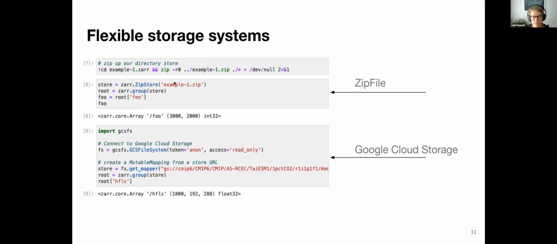I don't have example one on Google Cloud Storage, but we do have the CMIP6 dataset there. Here is an example of connecting to a cloud object store and opening the hfls variable. In this case, we see the dimensions are 1800 by 192 by 288. So that's another way. There is a very long list of potential storage mediums to use. The goal of this talk is not to show you all of them, but we will highlight a few more as we go.